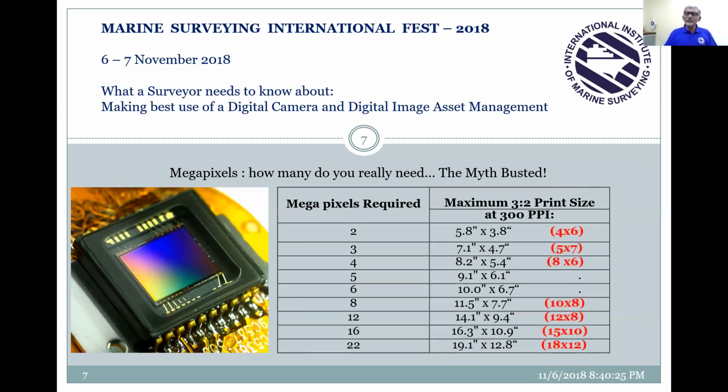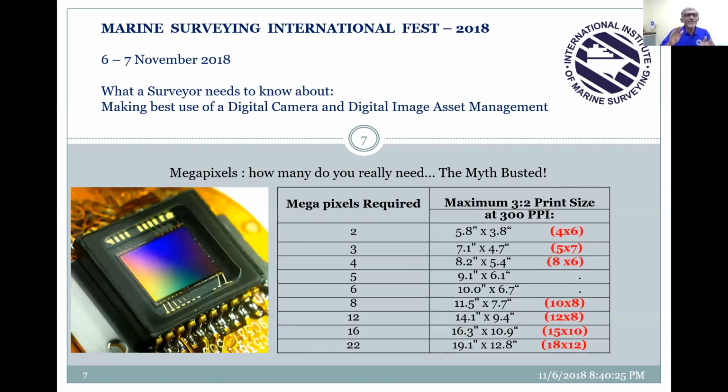The figures that you see in the table there in the brackets in red, those are the commercial paper sizes. So look at the row where it says 10 into 8 and follow that row to the left. You will see the maximum megapixels required is 8. Even if your print size is going to be 18 by 12 inches, which is quite considerable, maybe as big as your PC screens, the maximum pixels that you need is 22.